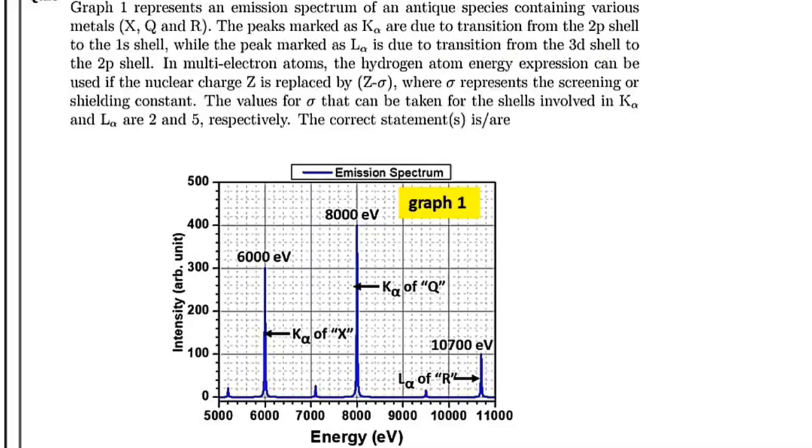And they have also given the value of sigma. All you need to find out is Z. If you find Z, you will find out which element it is, X, R or Q. For a multi-electron system, you just need to replace Z with Z minus sigma, and the sigma value is already given. They have given in the question that for K alpha sigma is 2 and for L alpha sigma is 5. So just put in the values, you will get the value of Z, and using the L alpha value for R, which is 10700 electron volt, you will find out that it is mercury, Hg. So that's it, as simple as that.